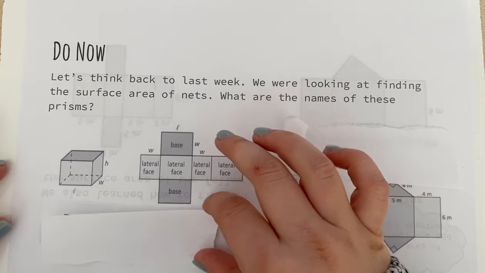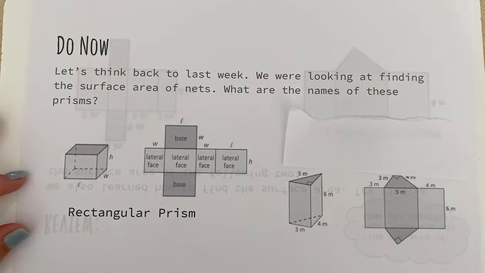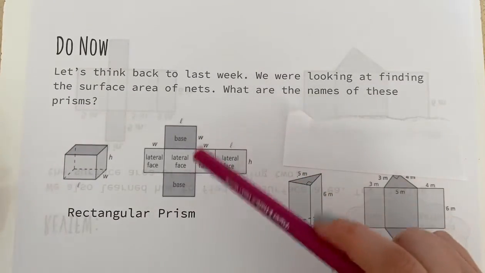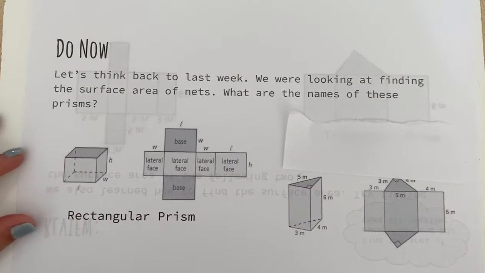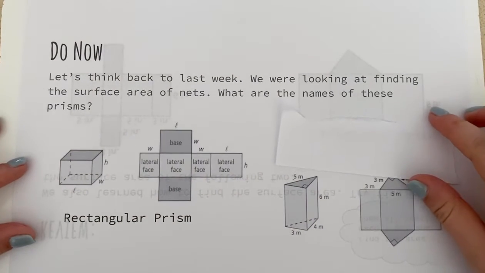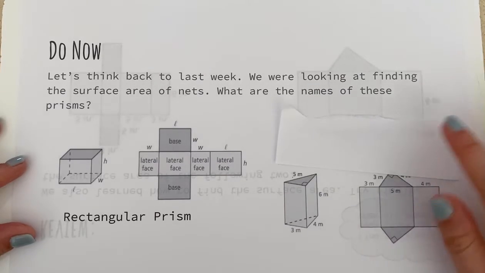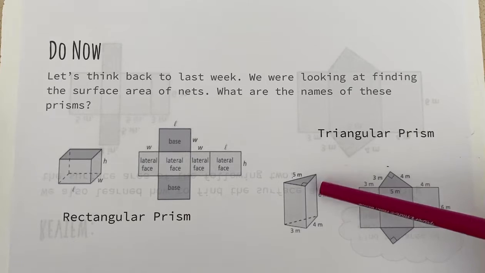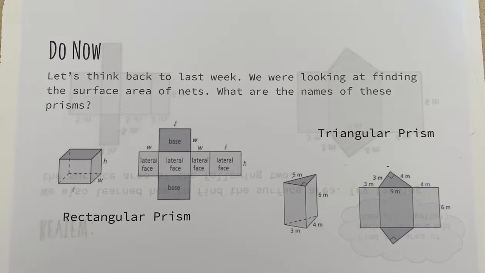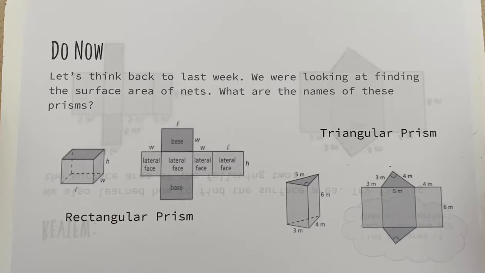All right, so this one is our rectangular prism, because when you fold this net back up, it looks like this, and that is a rectangular prism. On the flip side, when you fold this net up, it looks like this. This is our triangular prism. So those are just the names, but we are way past that, so we're going to keep going. We're going to find the surface area. It's a little bit of review of some prisms, then you're going to do a little bit of independent practice.